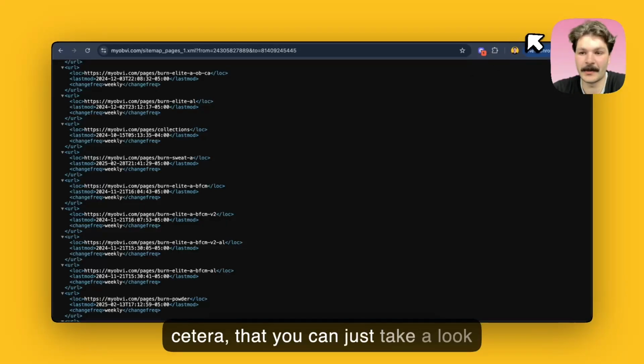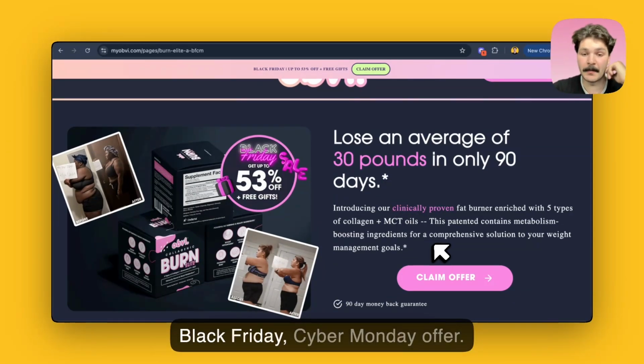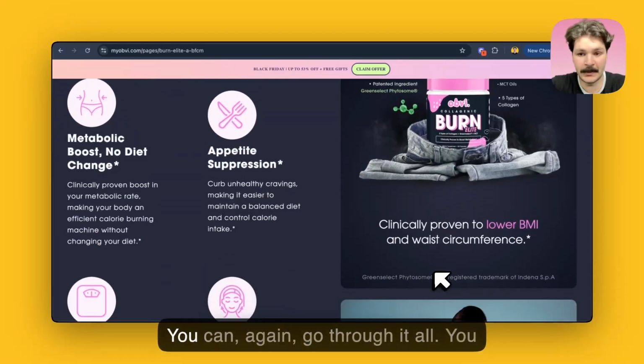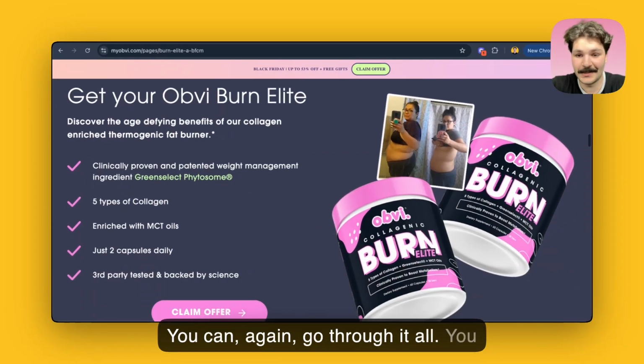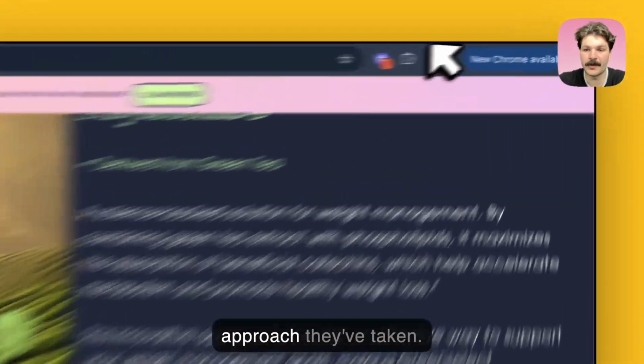That you can just take a look at. Yeah, this is the page. This is their Black Friday, Cyber Monday offer. You can, again, go through it all. Just spy on it, see what you can use for your own brand, see the approach they've taken.